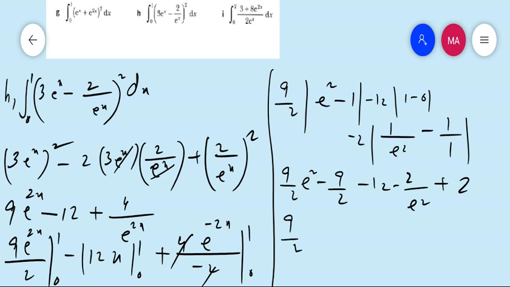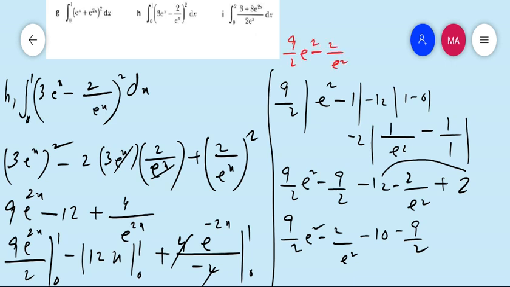So 9 upon 2 e square minus 2 upon e square, 12 minus 2 is minus 10, minus 9 upon 2, and final answer is 9 upon 2 e square minus 2 upon e square. Minus 20 plus 9 is minus 29 upon 2. This is our final answer of part H. So hope you enjoy completely. Move to last part I.